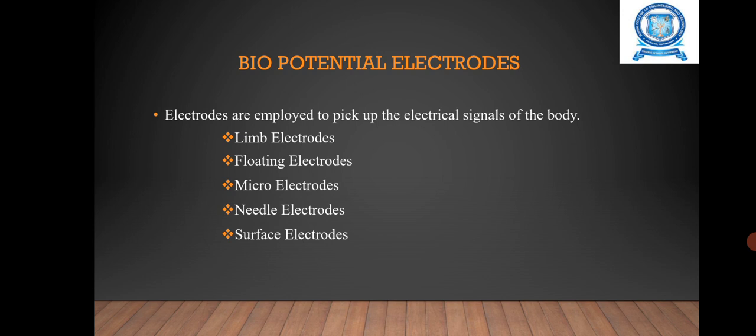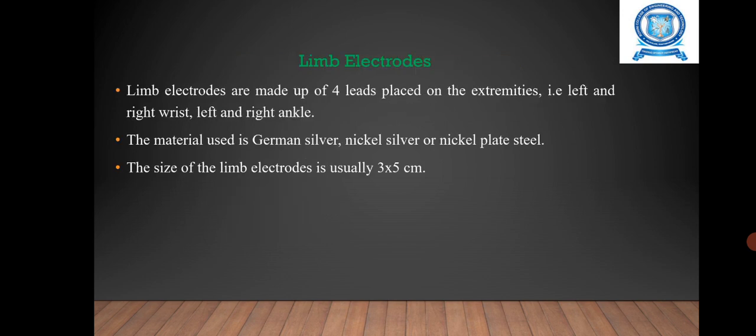Biopotential electrodes. Electrodes are employed to pick up the electrical signals of the body. Biopotential electrodes consist of different types: limb electrodes, floating electrodes, microelectrodes, needle electrodes, and surface electrodes. First, we are going to see the limb electrodes.